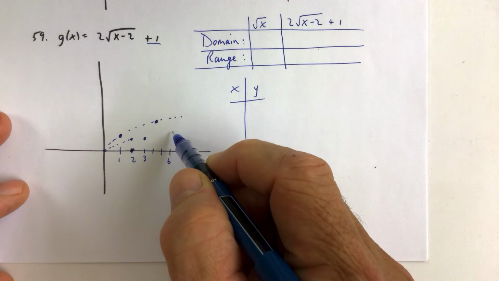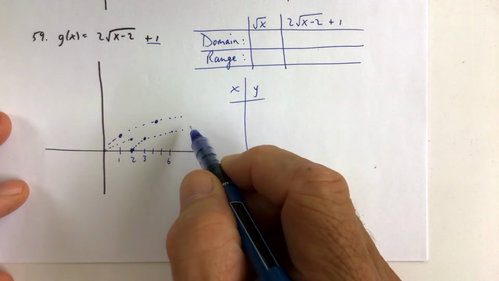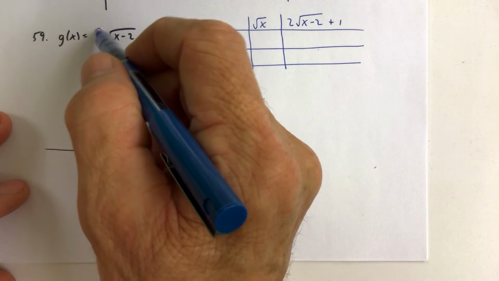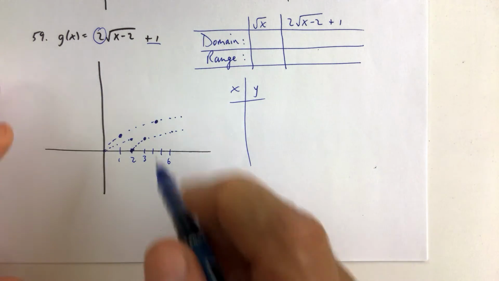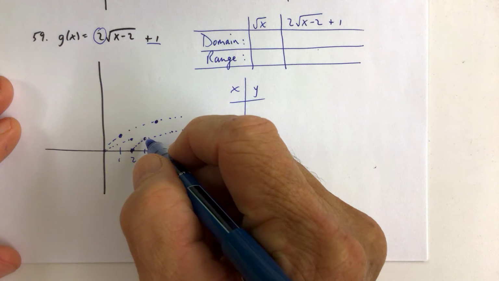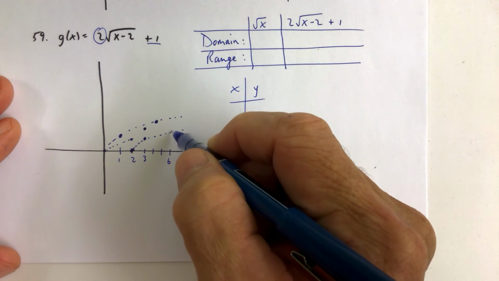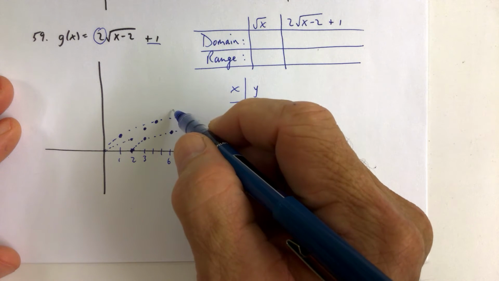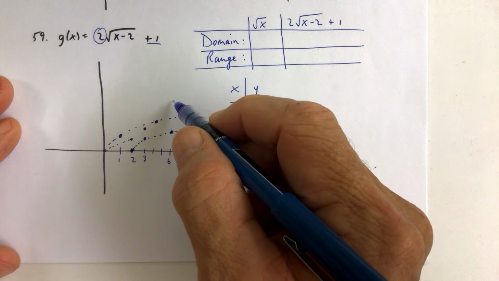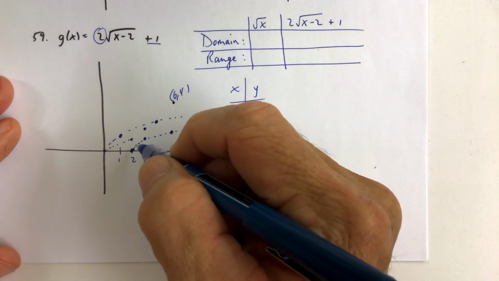Now, that's if we don't vertically stretch it. But by applying that 2, when we vertically stretch it by a factor of 2, 3, 1 becomes 3, 2. And then 6, 2 becomes 6, 4. So that would be the graph if we don't apply that +1.